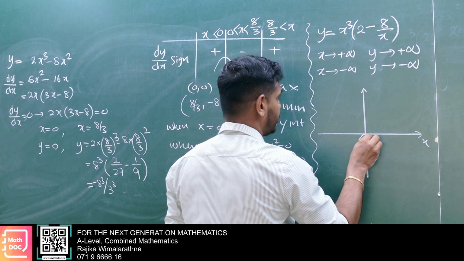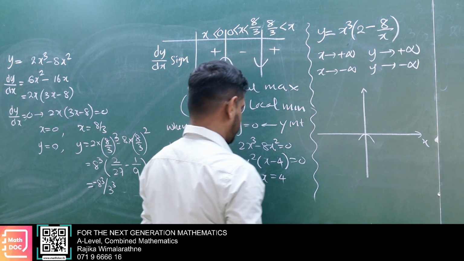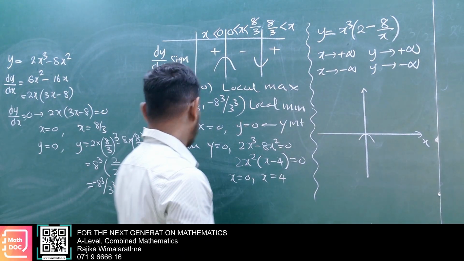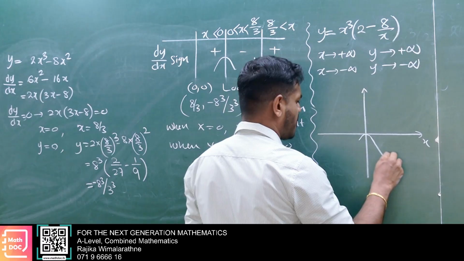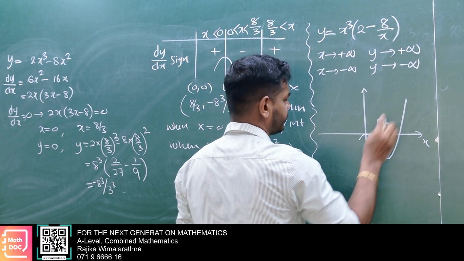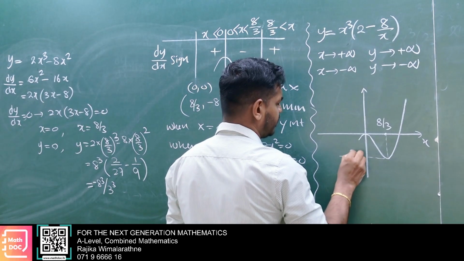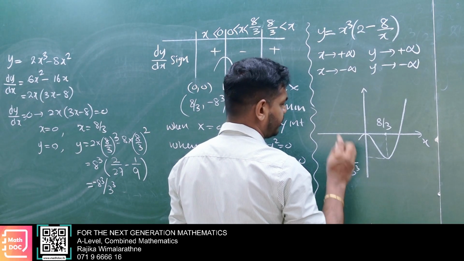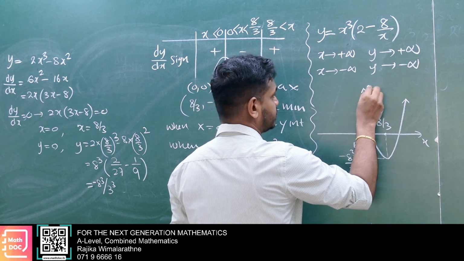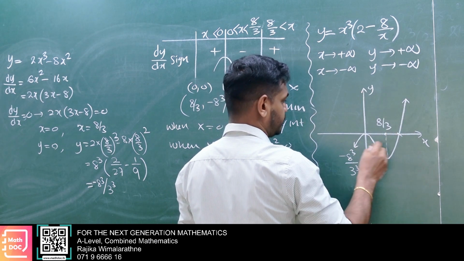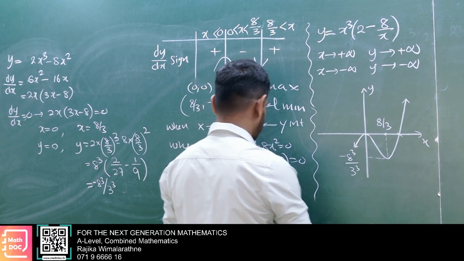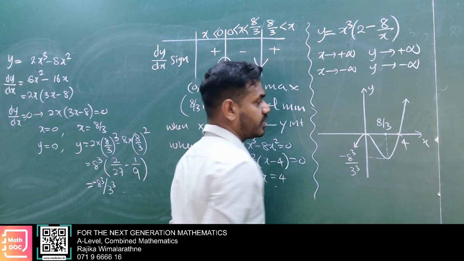Zero, 0 is the maximum. Then 8 over 3, minus 8 cube over 3 cube. As x goes to plus infinity, y goes to plus infinity; as x goes to minus infinity, y goes to minus infinity. Intercepts 0, 4. Just 0, 4.